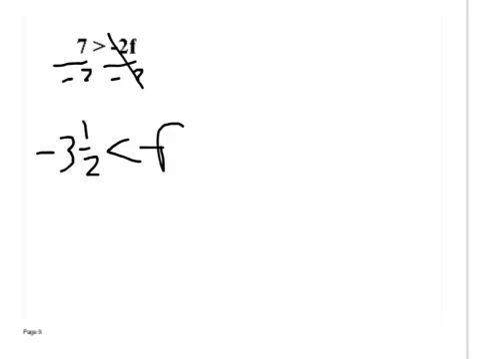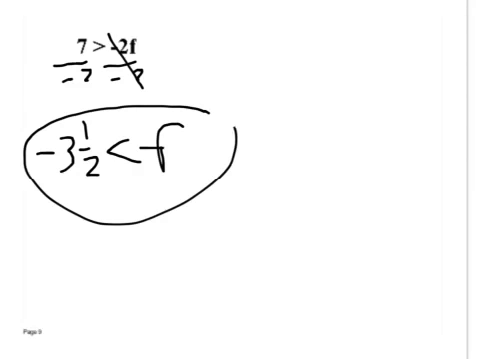Write this problem. I divide both sides by -2. I have to change the sign because I divided by a negative number. I'm going to make this 3 and 1/2. So 3 and 1/2 is less than or equal to f.